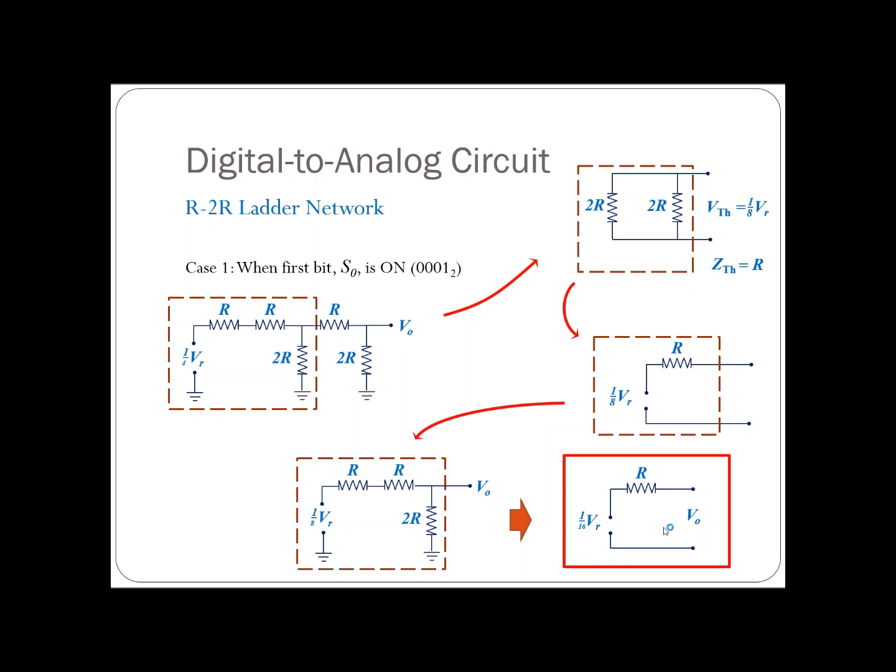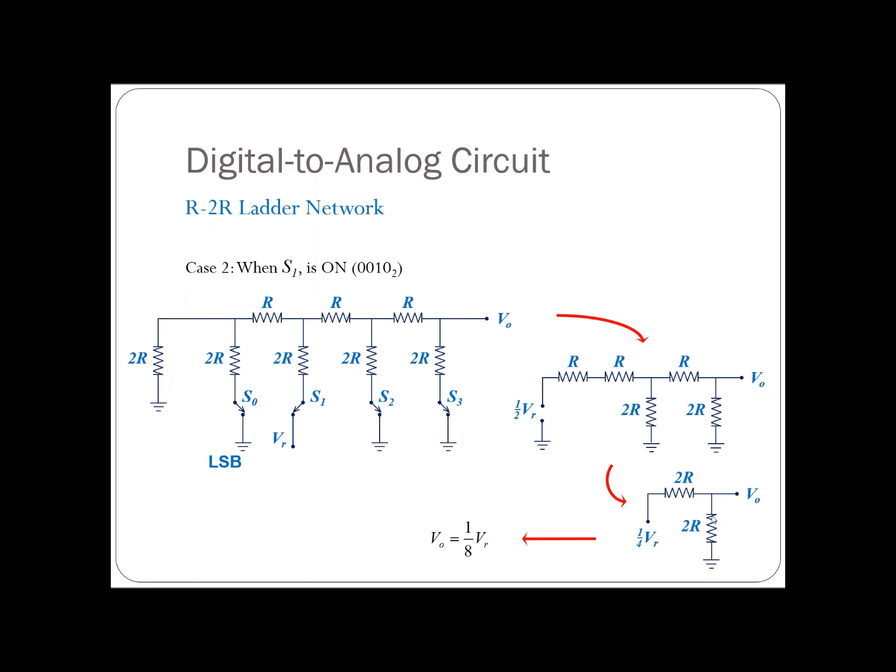That means when the value is 0001 and I pass it through this R2R ladder network, the output voltage of this network will be equal to VR over 16. This is what I will record as an output voltage.